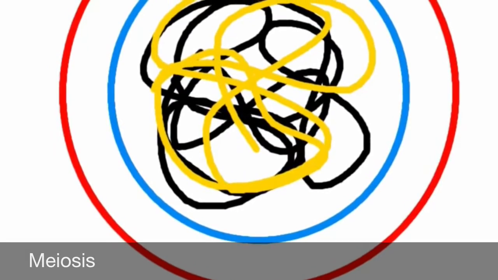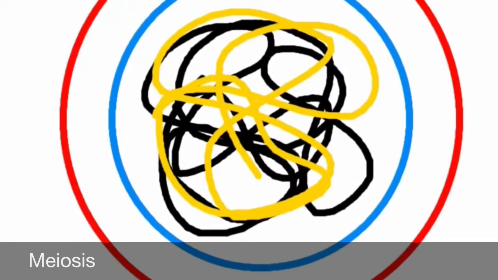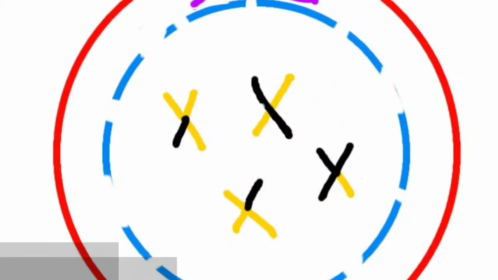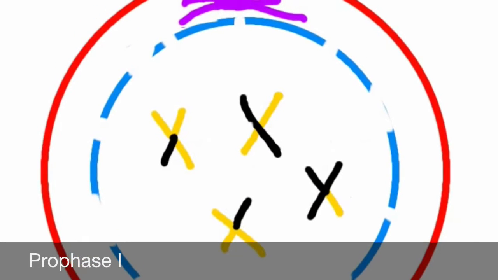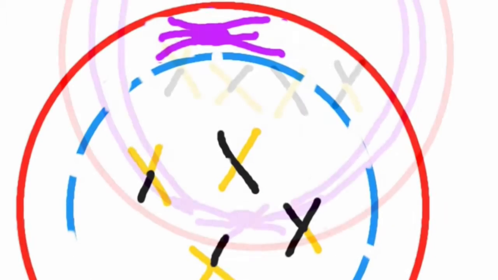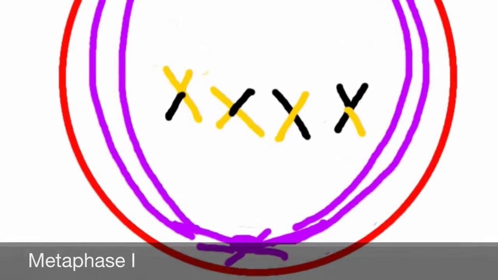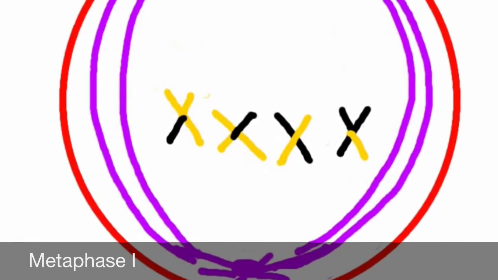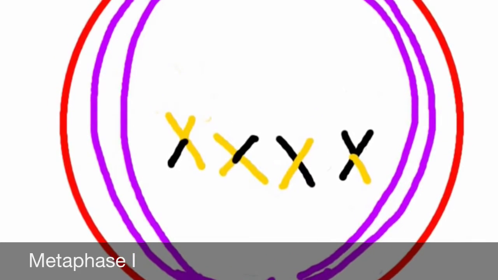Meiosis. In prophase 1, the chromosomes condense and the nuclear envelope begins to break down. In metaphase 1, the pairs of homologous chromosomes move to the center of the cell.